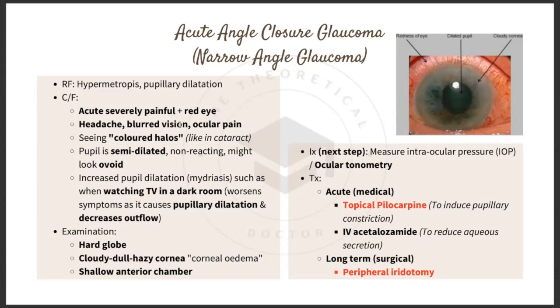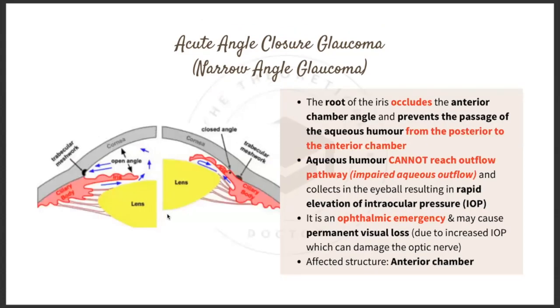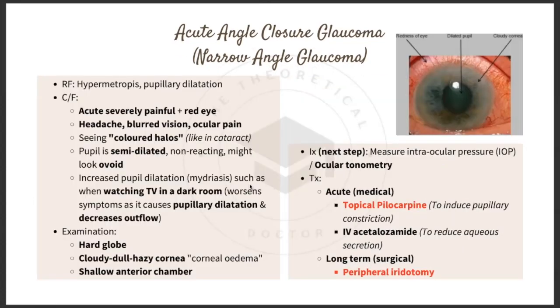There is increased pupil dilatation, mydriasis, such as when watching TV in a dark room, and it worsens the symptoms, because when a person watches TV in a dark room, or when they see something bright in a dark room, it will cause pupillary dilatation, which will decrease the outflow tract, because when the pupils dilate, it will block it even more.